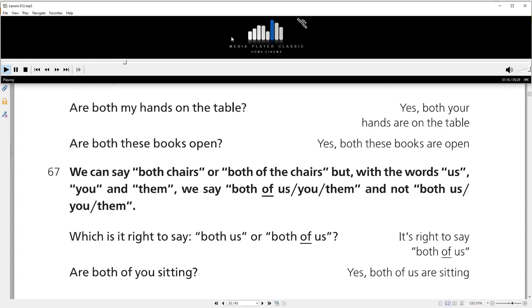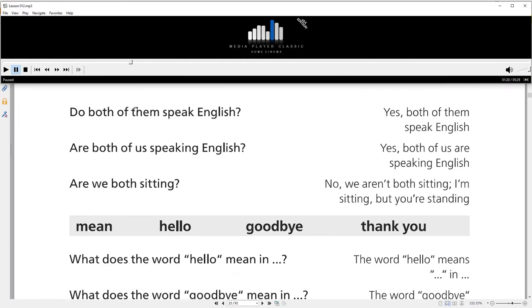Are both of you sitting? Yes, both of us are sitting. Do both of them speak English? Yes, both of them speak English.